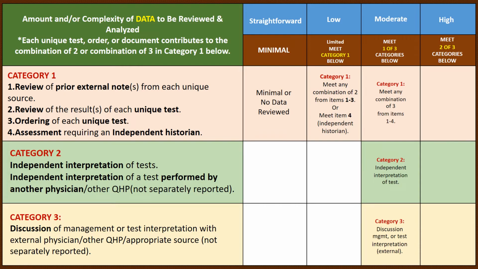To select the moderate level of the data to be reviewed and analyzed, the physician or other qualified healthcare professional reporting the service must meet the requirement of at least one out of three categories. From category 1, it must meet any combination of three items from 1 to 4. To select the high level, the physician or other qualified healthcare professional must meet the requirement of at least two out of three categories. From category 1, it must meet any combination of three items from 1 to 4.